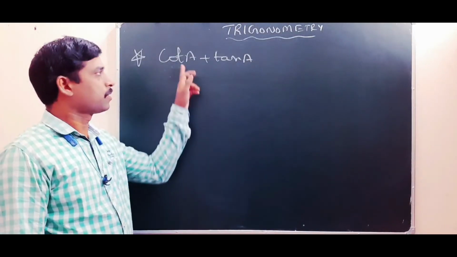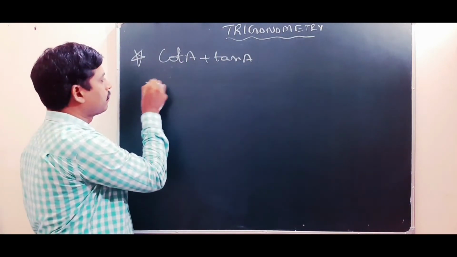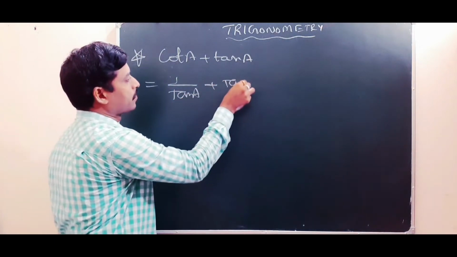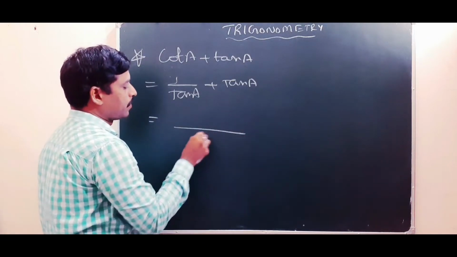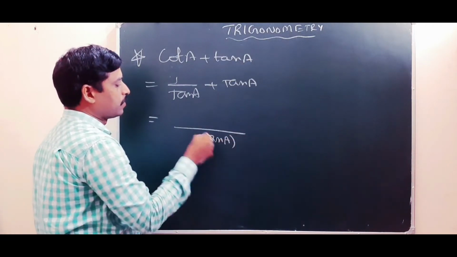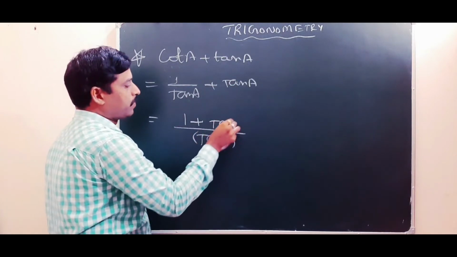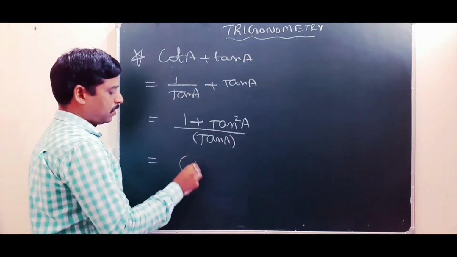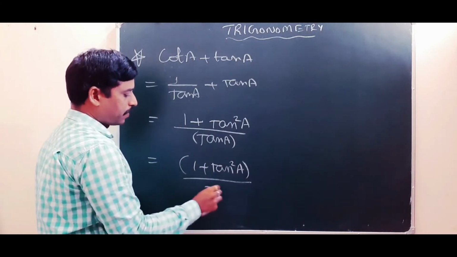Okay, now explain cot a plus tan a. We have the cot a formula 1 by tan a, plus tan a. Let us do LCM. What is the LCM? Tan a. So tan a is the LCM. So 1 plus tan a into tan a, we get tan square a. Write as it is: (1 + tan square a) by tan a.